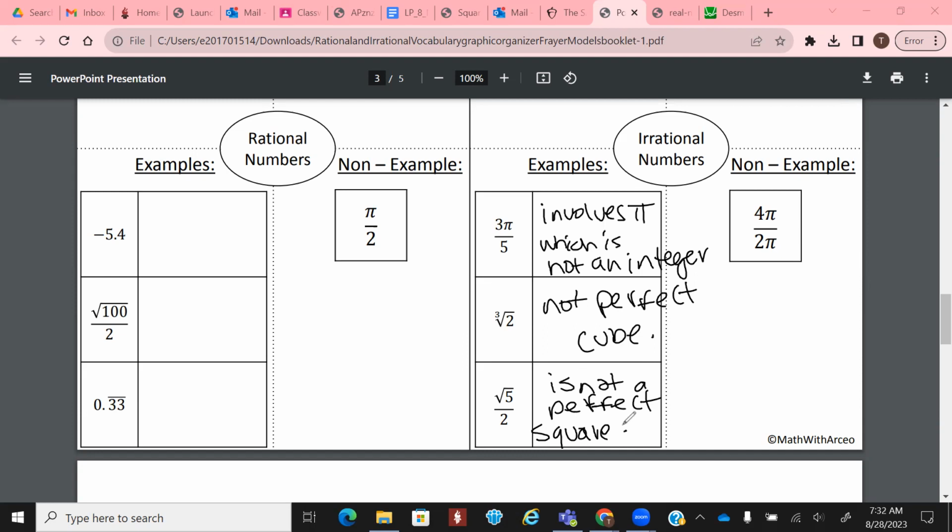A non-example over here would be 4 pi divided by 2 pi. Well, these would cancel. And we know that 4 divided by 2 is going to give us 2 over 1, or just 2, which are integers, which makes it rational.